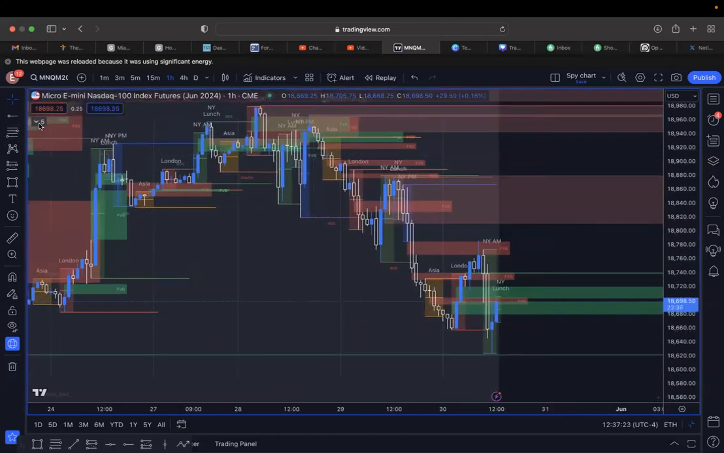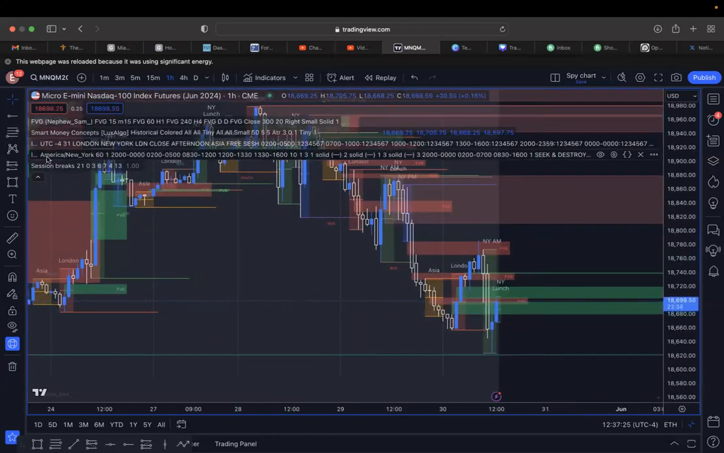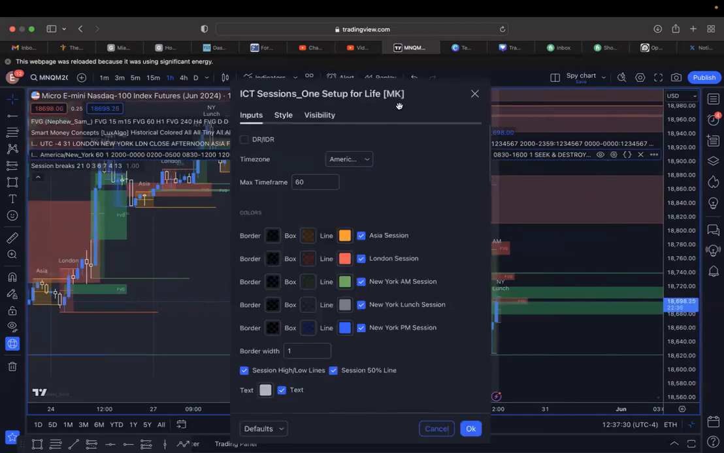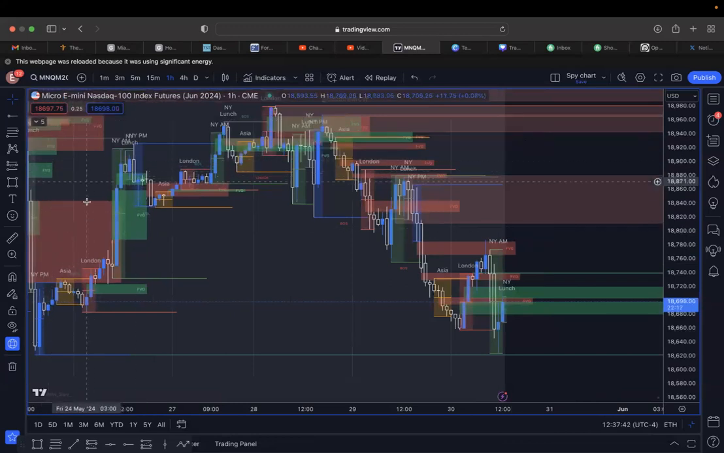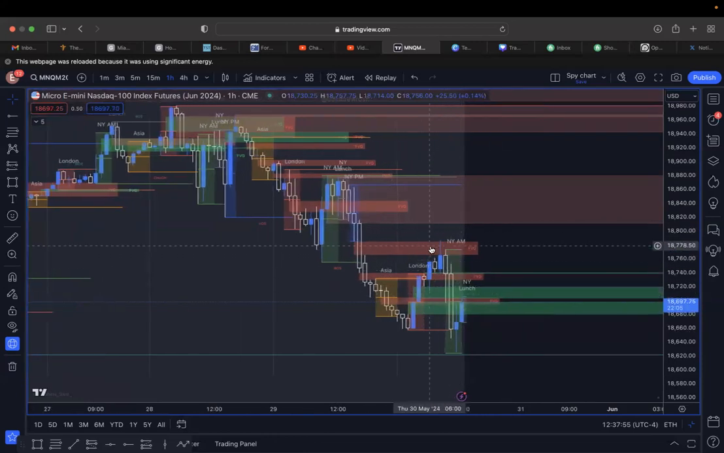And then the main one for this is the ICT sessions. ICT sessions is the main one set up for life. If y'all have been following me on TikTok, I don't know if I was posting on YouTube back then, but on TikTok, I had the sessions chart with the red, green, and blue as the whole background. Technically, yes, that's the Asian session when it comes to futures, but not with ICT trading, and I'm an ICT trader. So basically, my session highs and lows were wrong.